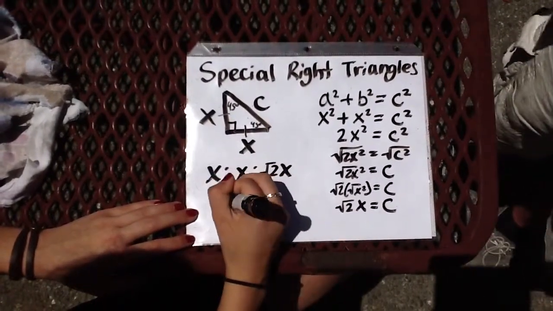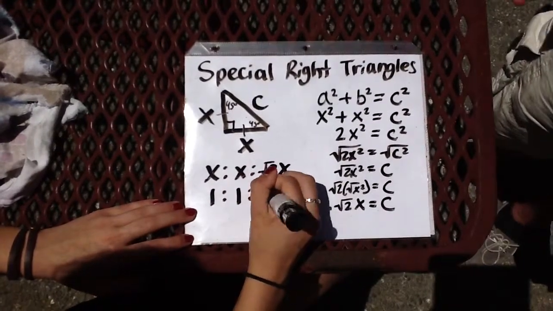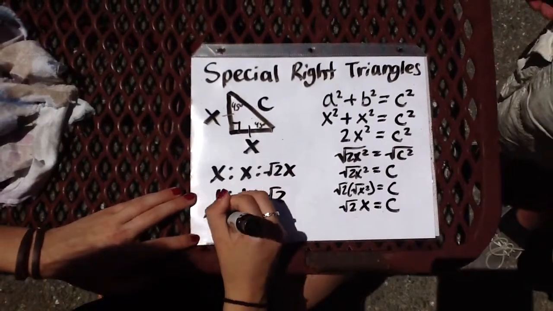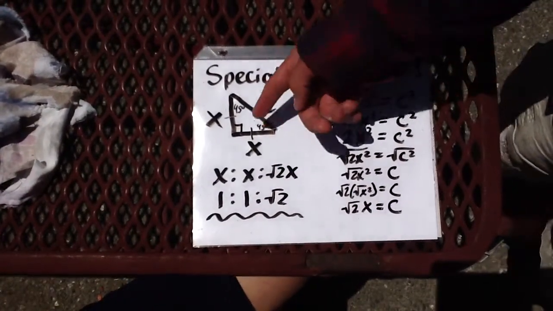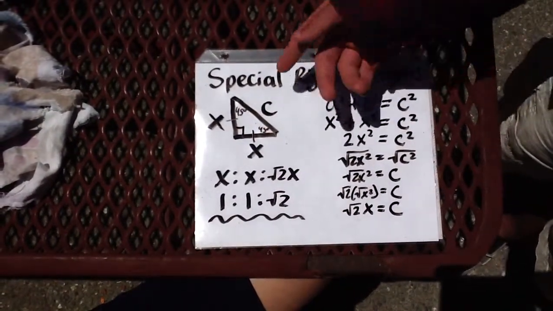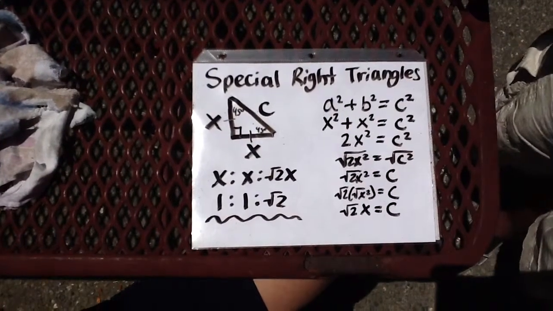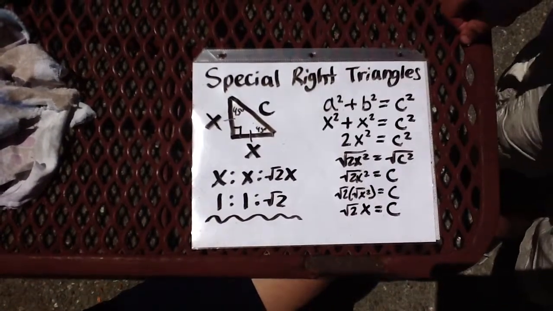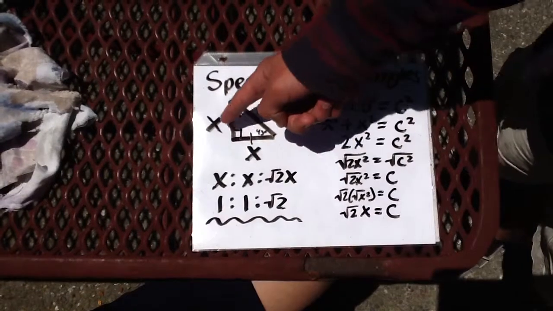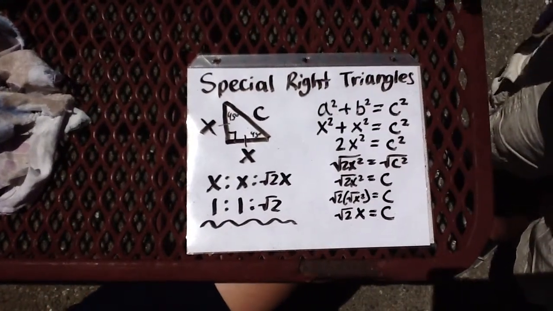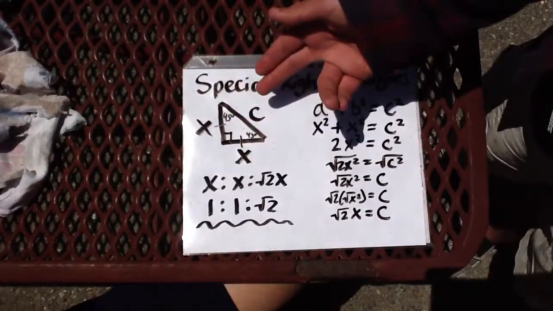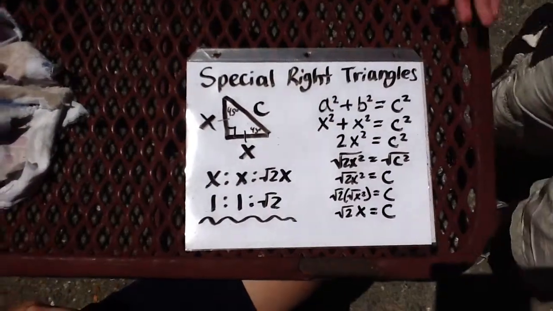Or, simplified, 1 to 1 to root 2 as a ratio. This applies for any value of x, meaning if the value of the leg is 1, the value of c, the hypotenuse, will be root 2. If the value of x is 3, then it'll be 3 times root 2. And this applies for any units also. So 2 centimeters, 2 centimeters, 2 root 2 centimeters.